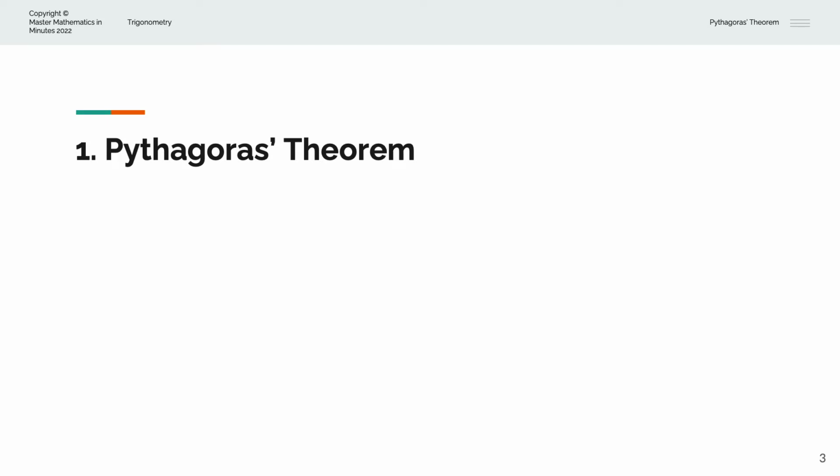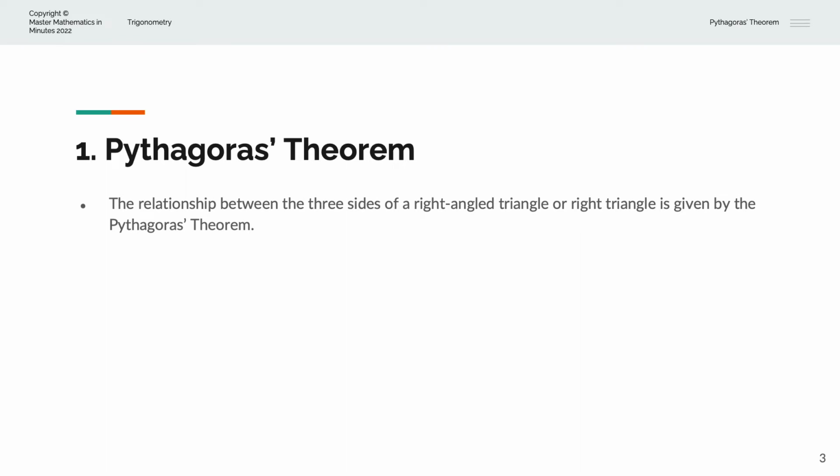So, what is the Pythagoras theorem? The relationship between the three sides of a right-angled triangle, or right triangle, is given by the Pythagoras theorem.